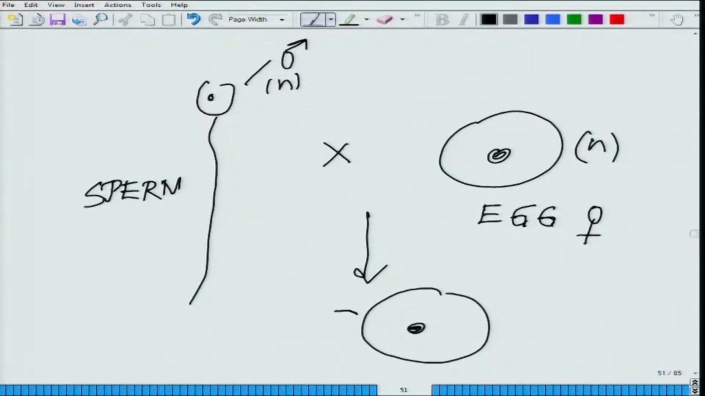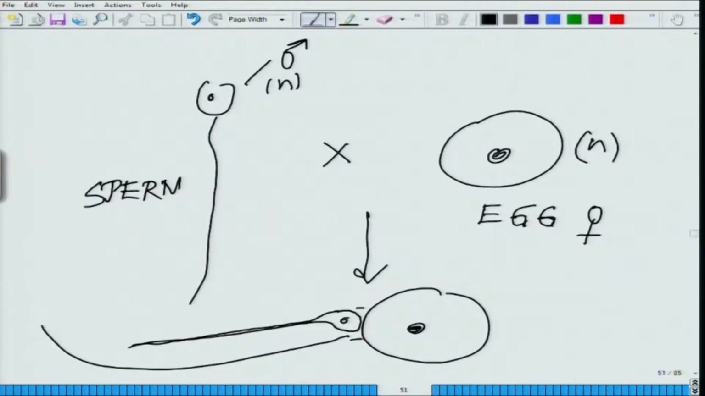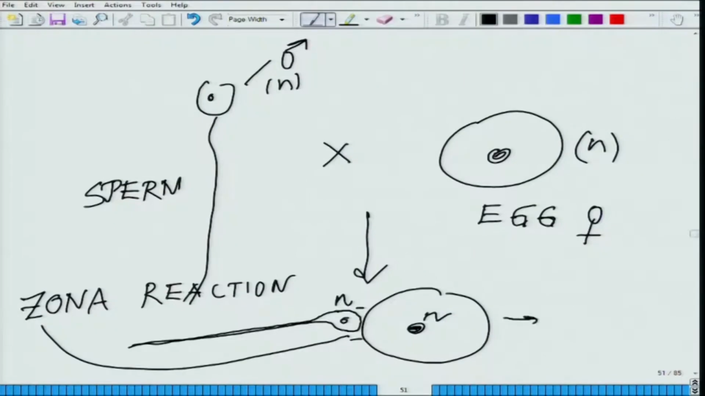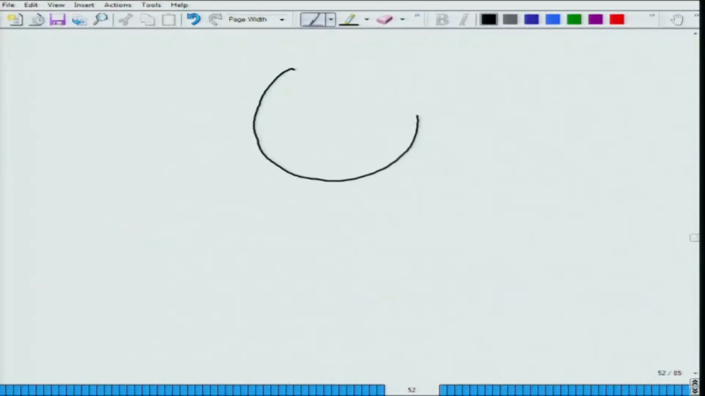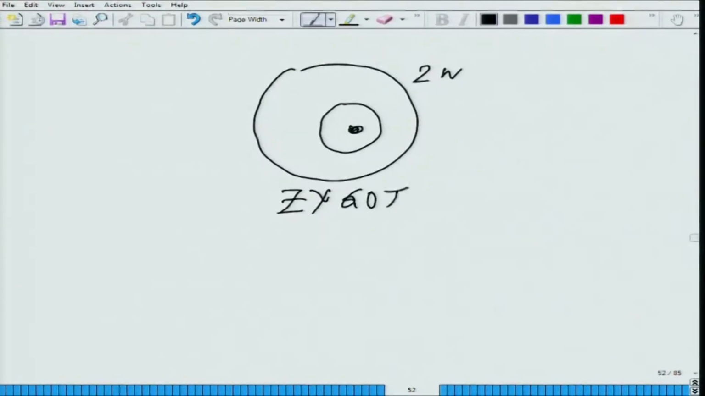Here is the egg, here the sperm comes, then there is a set of reactions here called the zona reaction, which I will come to. When this N fertilizes with this N, it leads to something which has 2N, called a zygote, and this zygote is the first cell which is formed in the mother's womb. 2N, this is a zygote, and a zygote has two possibilities.